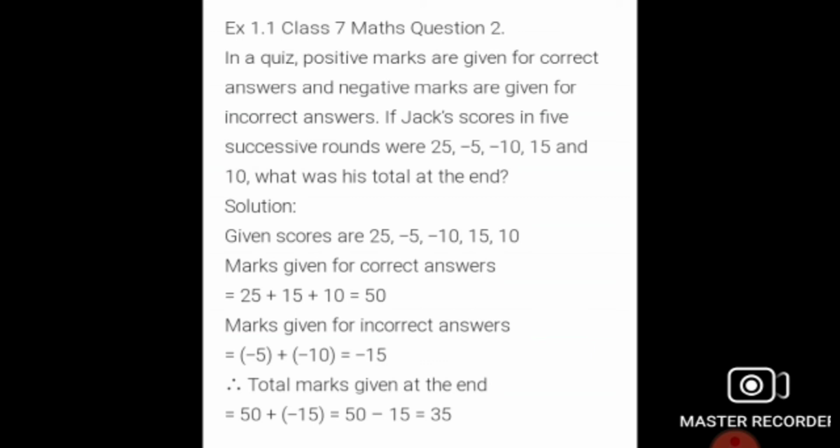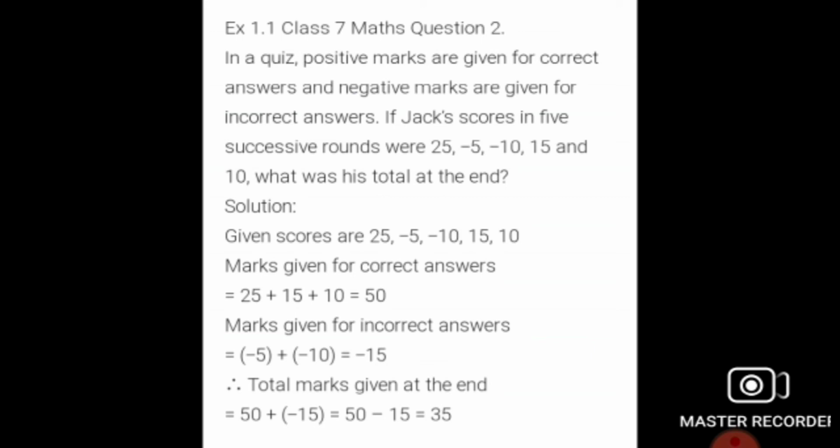Marks given for incorrect answers are negative marks. So minus 5 plus minus 10. Same signs means we have to add, and before the sum we have to put a negative sign. So minus 15.